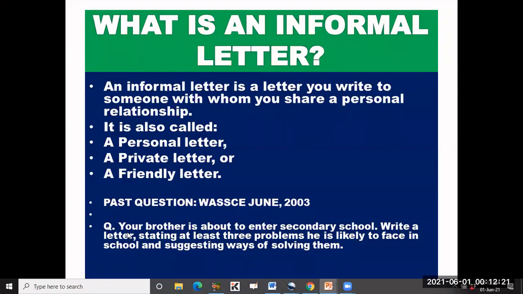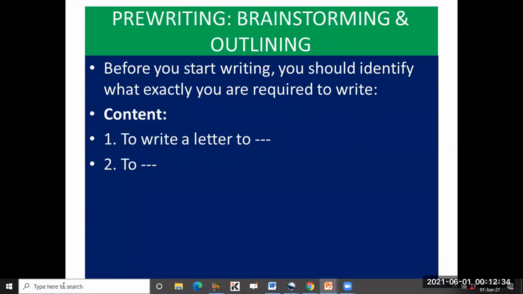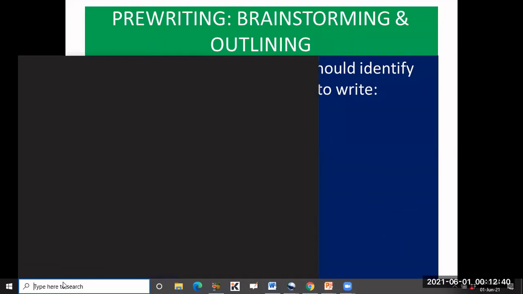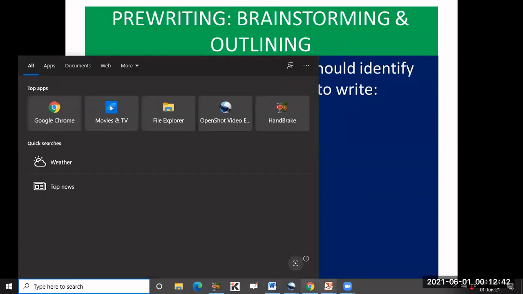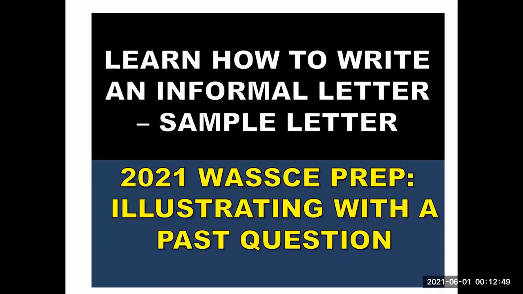I hope you followed. We looked at what an informal letter is about. We looked at the features. Then we looked at, of course, the features here. And then we looked at the pre-writing, which includes brainstorming and outlining. And of course, we looked at an outline, what it is likely to be. All right. So I hope you enjoyed today's video.